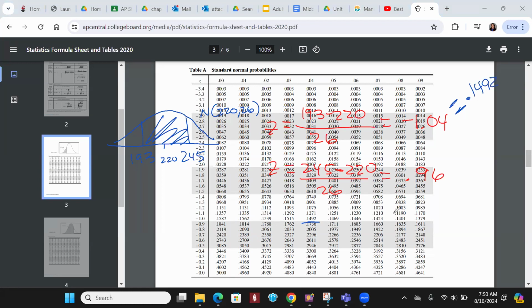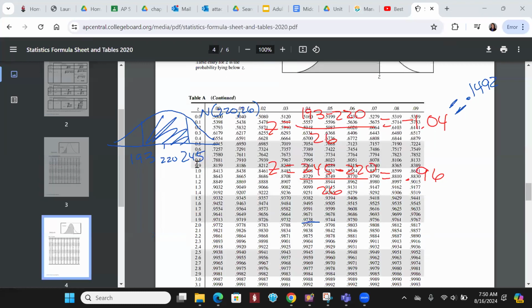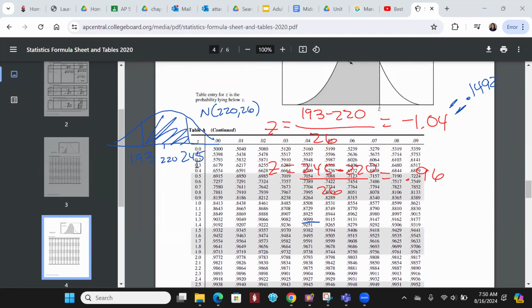0.1492, yes. Okay, and then you're going to go to the positive page. And you're going to go 0.96. So down 0.9 over to 06. That's 0.8554. Correct me if I'm wrong. 0.8554. Okay. So now that we've got those two proportions, what we're going to do is subtract them.